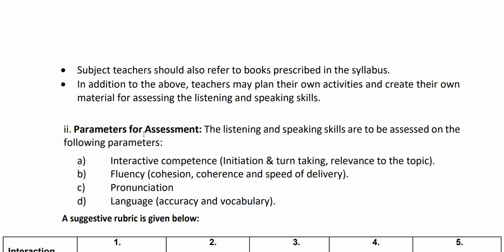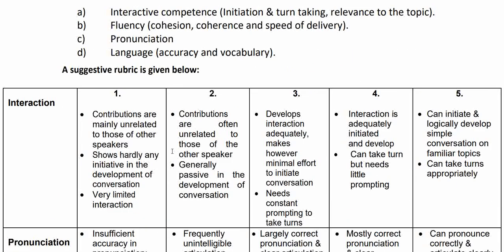Now comes the parameters for assessment. The listening and speaking skills are to be assessed on the following parameters. The first is the interactive competence, that is initiation and turn taking, relevance to the topic, that is initiating on a topic, and turn taking, waiting and listening for someone to finish and then beginning to talk. It is to avoid interruption. This is what turn taking is all about.